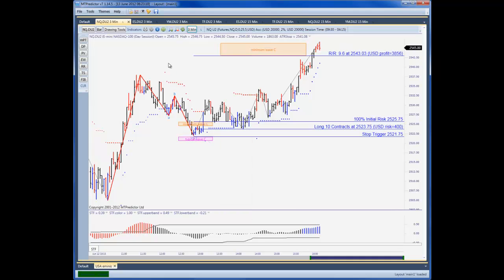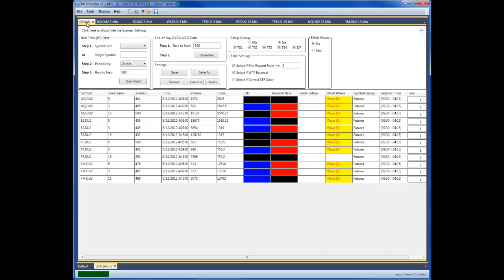The last question is, how do you follow all these different markets? Well, in version 7 it's dead easy. We have a scanner. So you have your scanner where all your markets are there and all your time frames are there. So as soon as the setup comes in, you'll be alerted to that setup no matter what market or time frame, as long as it's being followed here in your scanner.